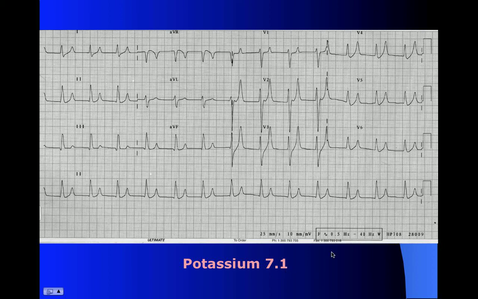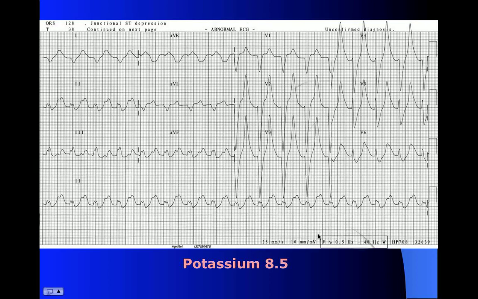So this patient has about a 7.1 potassium. You see these very sharp, spiky T waves. P waves are almost non-existent at this point. So this is pretty advanced. This is even worse, 8.5.